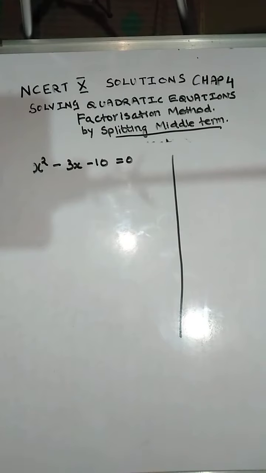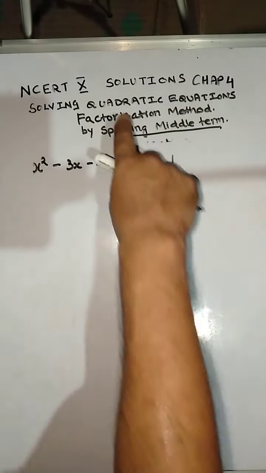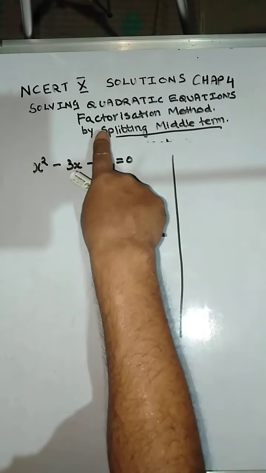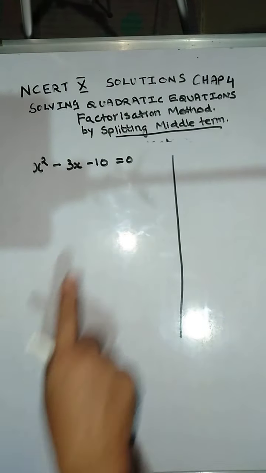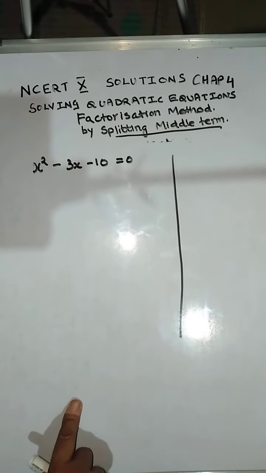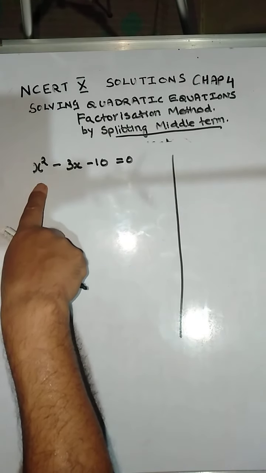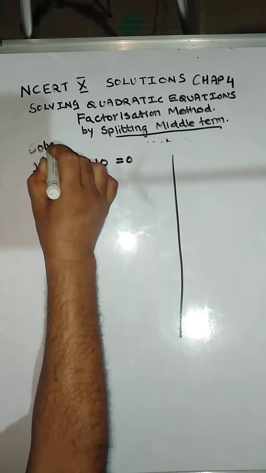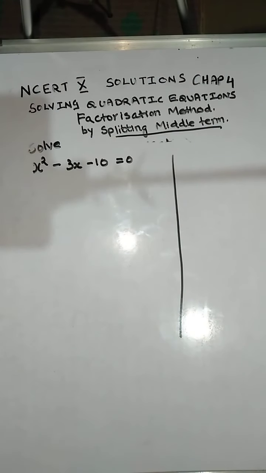And today we will learn about quadratic equations again. I will be taking problems from NCERT and giving you solutions from chapter 4, solving quadratic equations by factorization method, which means splitting the middle term. And I've written a problem here, and this problem is: solve x squared minus 3x minus 10 is equal to 0.